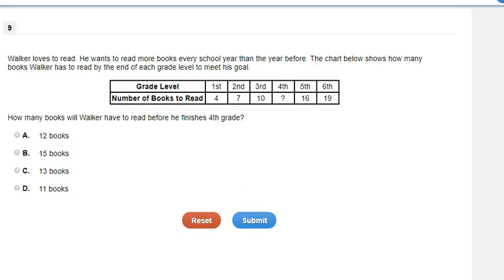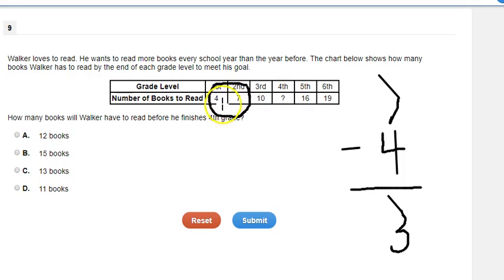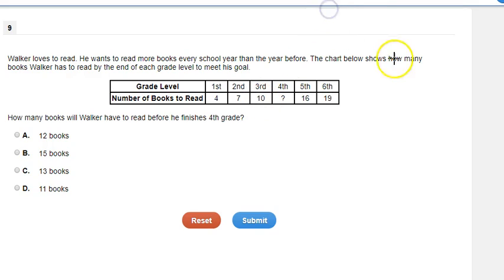So we do this just like any of the other ones. We will subtract the first two numbers, so 7 minus 4. 7 minus 4 is 3. So Walker is reading 3 books extra per year. So 4 plus 3 is 7. 7 plus 3 is 10. We have to figure out 10 plus 3.